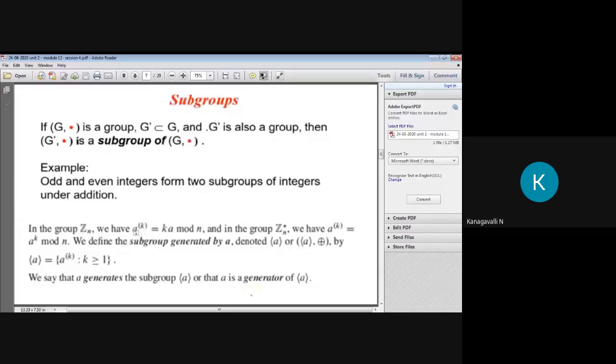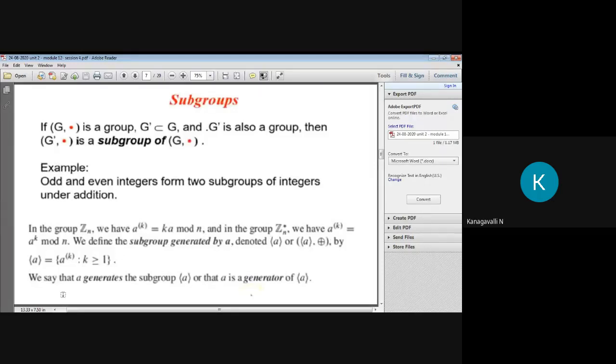So check here, you are writing a power k equal to ka mod n. This is a rule. You read the rule carefully. A power k equals ka mod n, and in the multiplication group, we have to rewrite it as a power k equals a power k mod n. So we define the subgroup generated by a, denoted by angle brackets a or a plus, right? If you are doing multiplication, you write directly a power k mod n, or if you are doing addition, you can write the plus operation. Then you directly denote this.